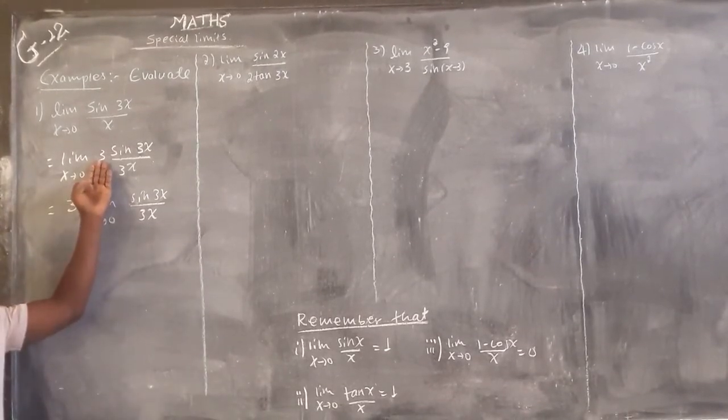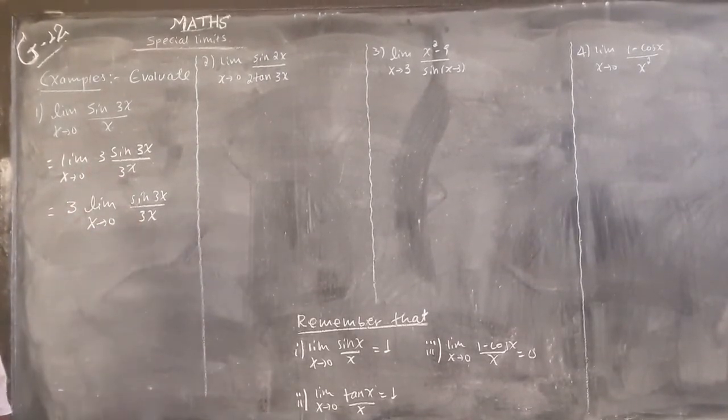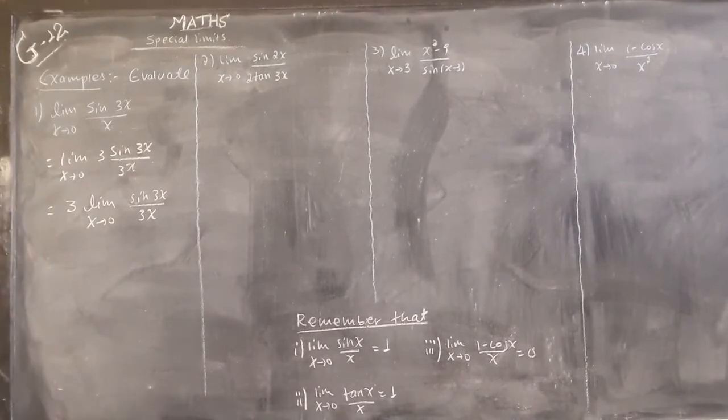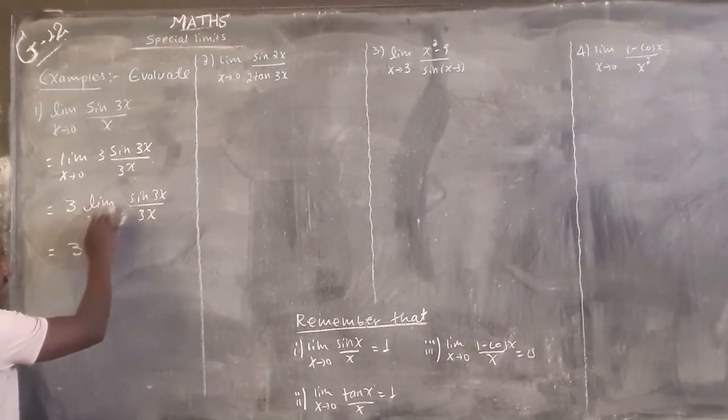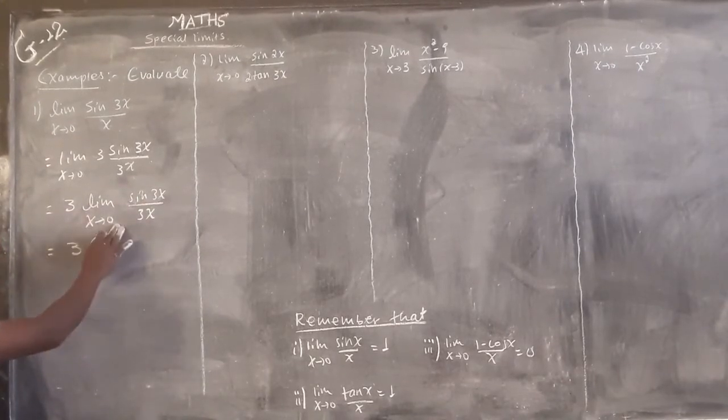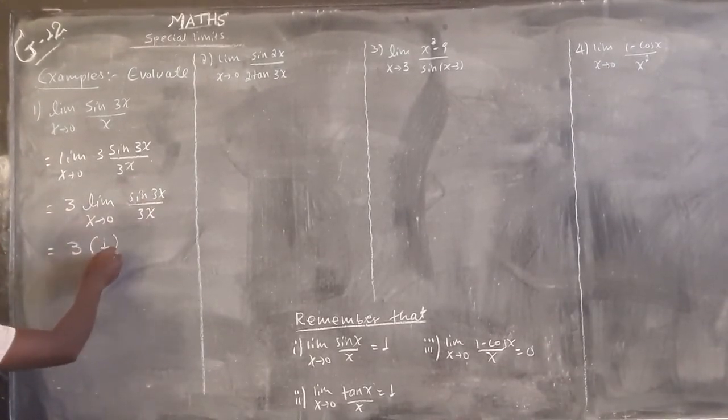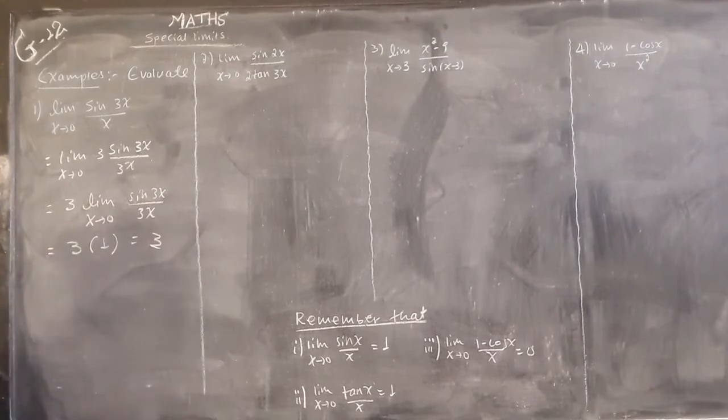Since 3 is a constant number and limit of a constant number is the constant itself, this is 3 times, remember that limit of sine x over x as x approaches 0 is 1. This can be given as 3.